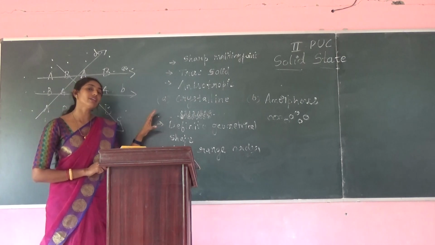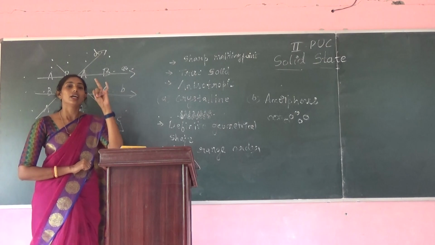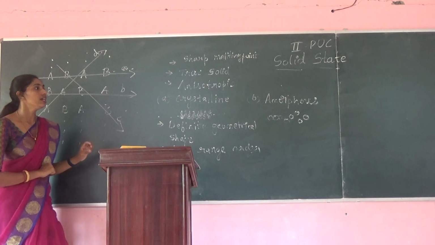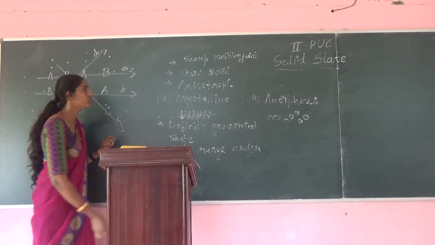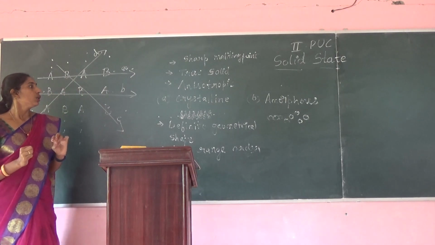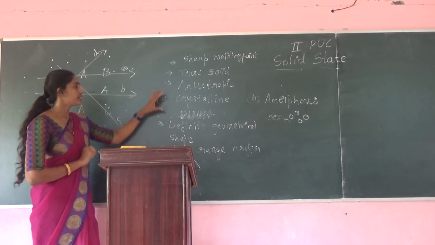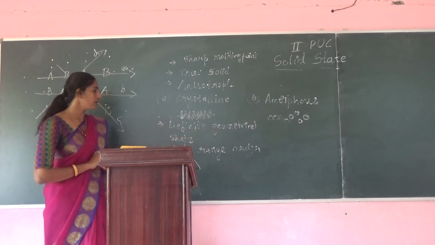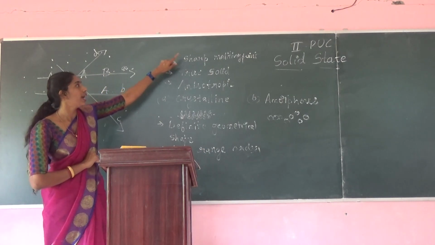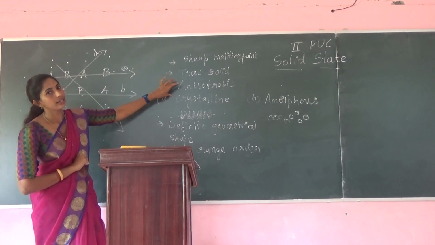Since the refractive index, thermal expansion, electrical properties, etc. are different in different directions, it is anisotropic in nature. So these are the important properties of the crystalline solid. Crystalline solids have a definite geometrical shape, they have long range order, they have a sharp melting point, and these are usually true solids, and these are anisotropic in nature.